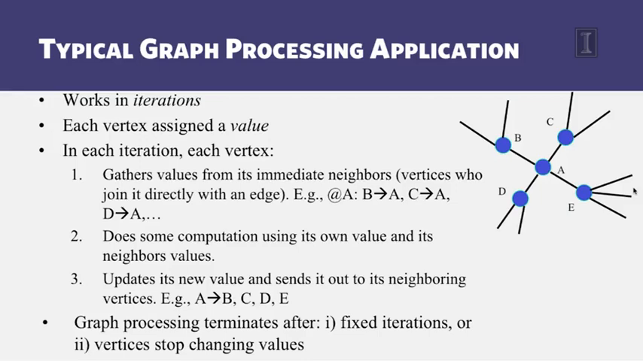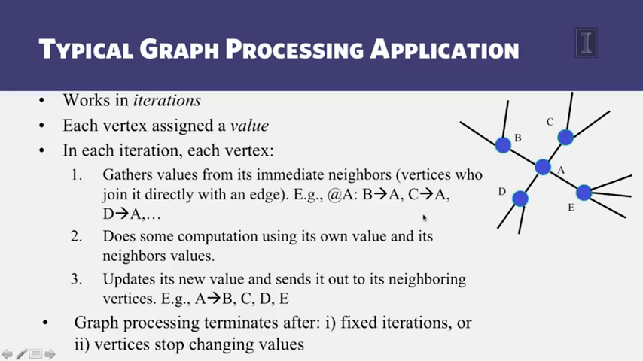Then in each iteration, each vertex in the graph gathers the values from its immediate neighbors, vertices who are adjacent to it via an edge. So for instance, at the vertex A here shown in the figure, its immediate neighboring vertices would be B, C, D, and E. Those are the vertices that join it directly with an edge. So A would obtain their values at the beginning of the iteration. So B would send its value to A, C would send its value to A, D would send its value to A, and E would also send its value to A.